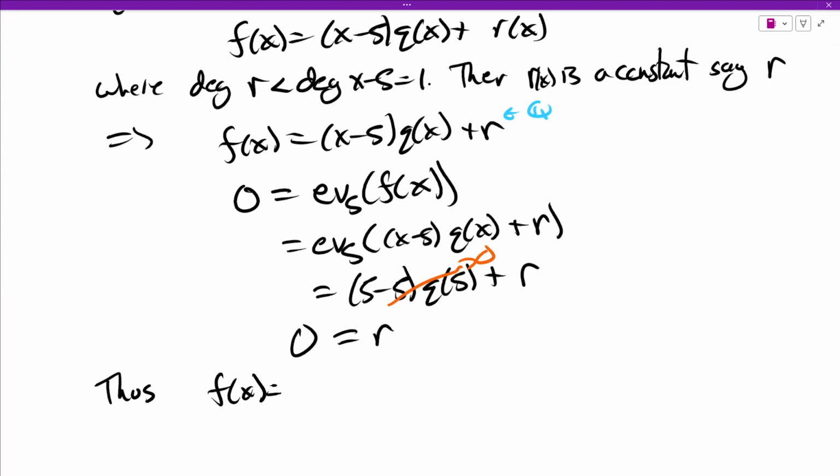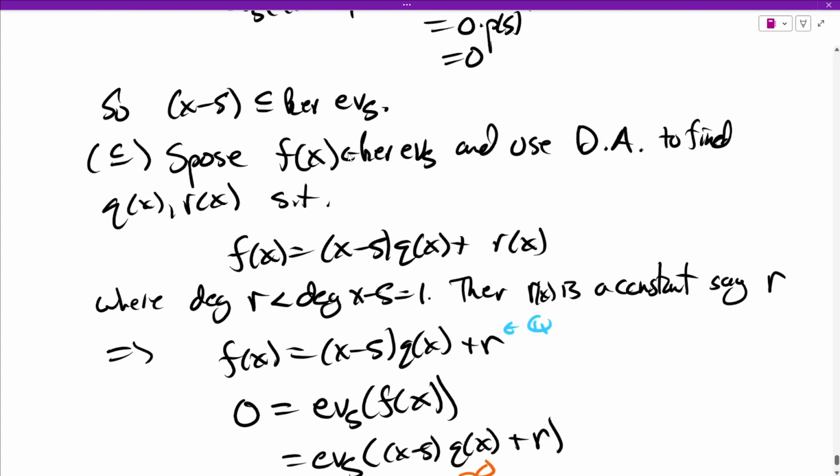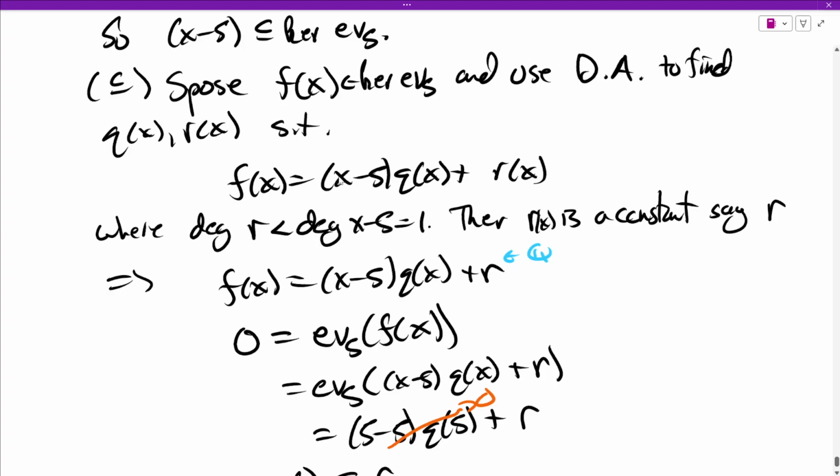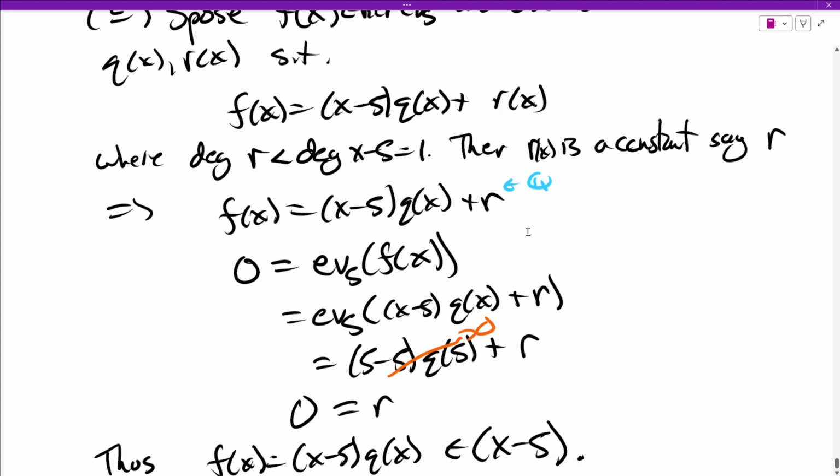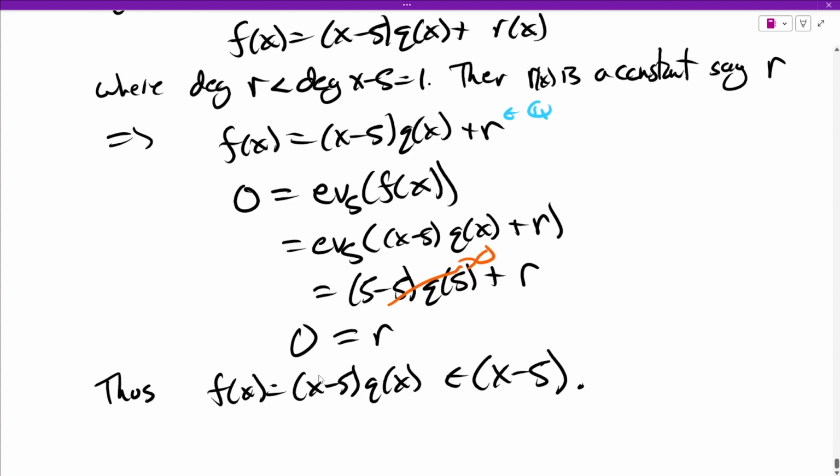So f is x minus 5 times q of x plus 0. f is just a multiple of x minus 5, so it's in the ideal generated by x minus 5. Just a quick reminder, we took something in the kernel and divided it by x minus 5. We took the best approximation to being a multiple of x minus 5, and there's this error remainder term, and we showed that error was 0, so actually f was a multiple of x minus 5.